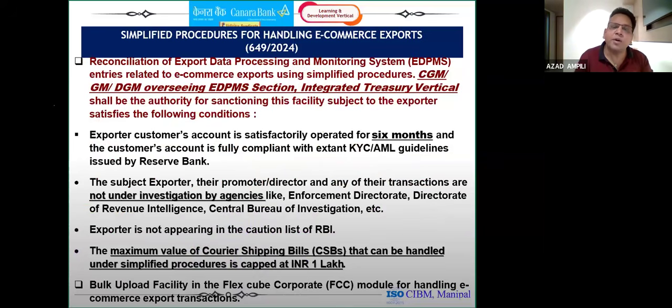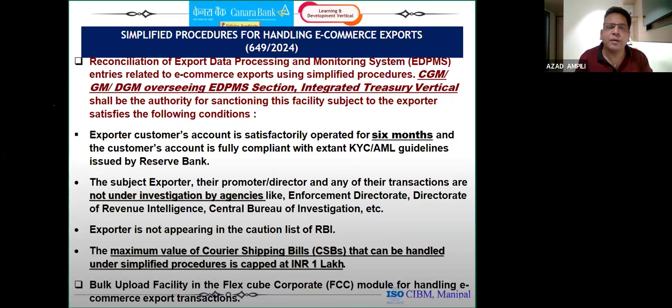So, as per circular 649/2024 last year, there is a simplified procedure for handling e-commerce export development. See, these days everybody purchases online. So some order is coming from abroad and you are sending. It is export only, but the amounts will be very small, so a lot of entries are increasing. For that, for reconciliation of EDPMS entries related to e-commerce exports, some simplified procedure for small bills is there.